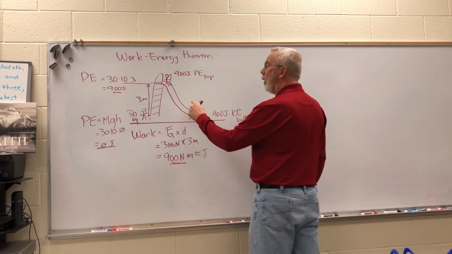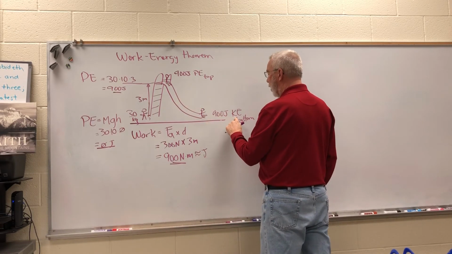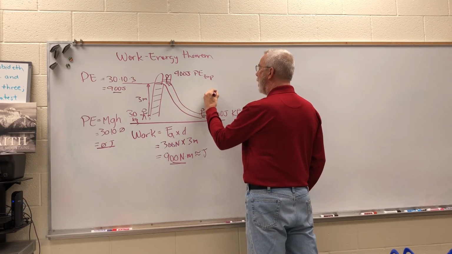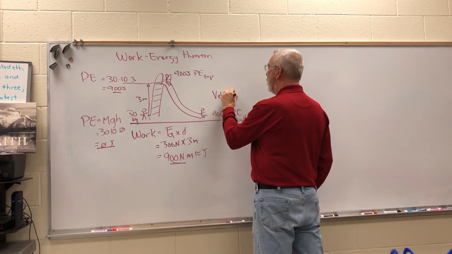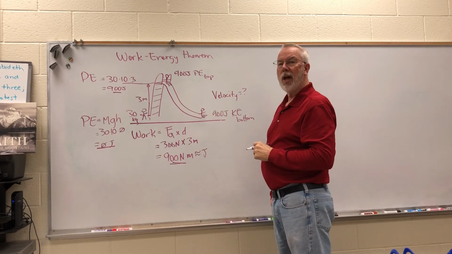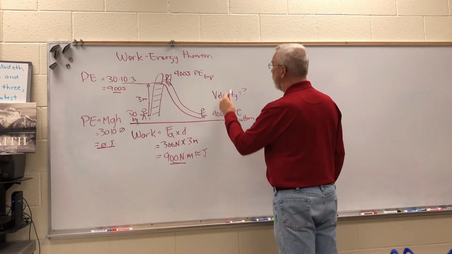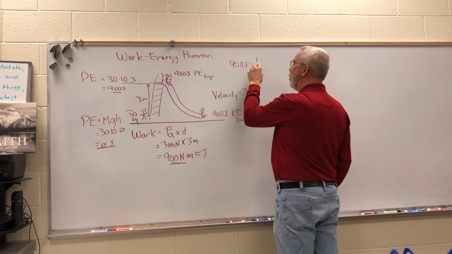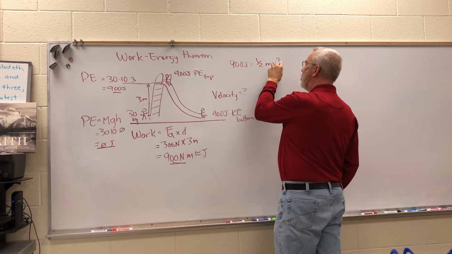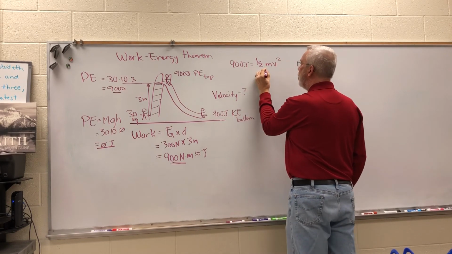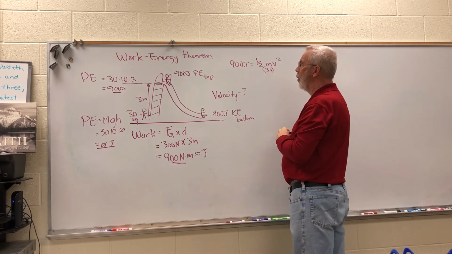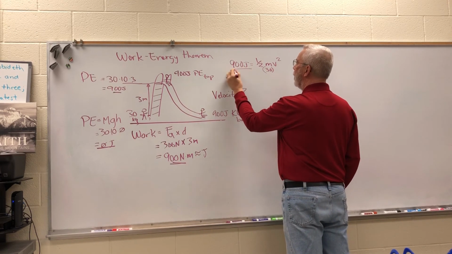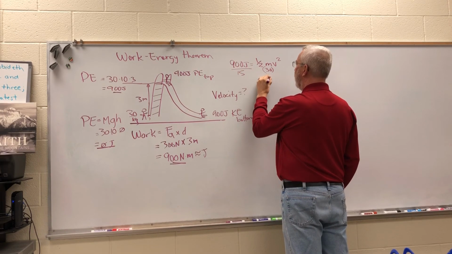So now, if we have 900 joules of kinetic energy, then one of the questions that we might have to answer is, what is the velocity of the boy at the bottom of the slide. Now we can work that very quickly. 900 joules of kinetic energy is equal to 1/2 mv squared. And so we substitute in the 30 right here for the boy's mass. And so we've got 900 divided by half of 30, which is 15. And that's going to give us v squared.